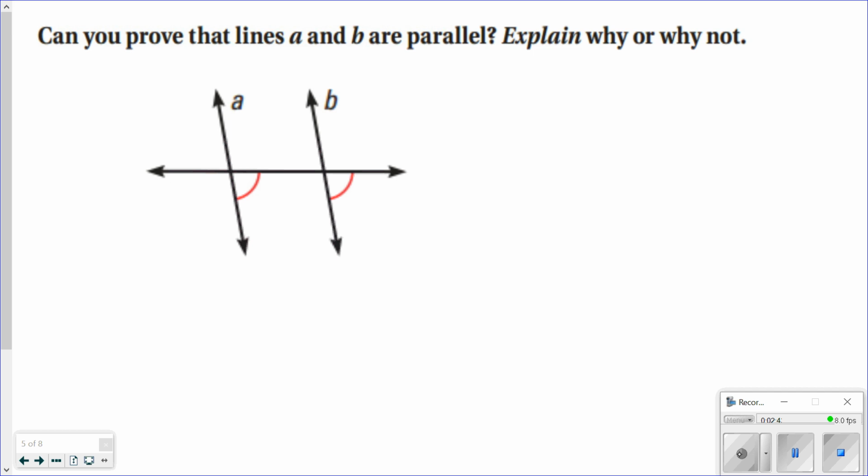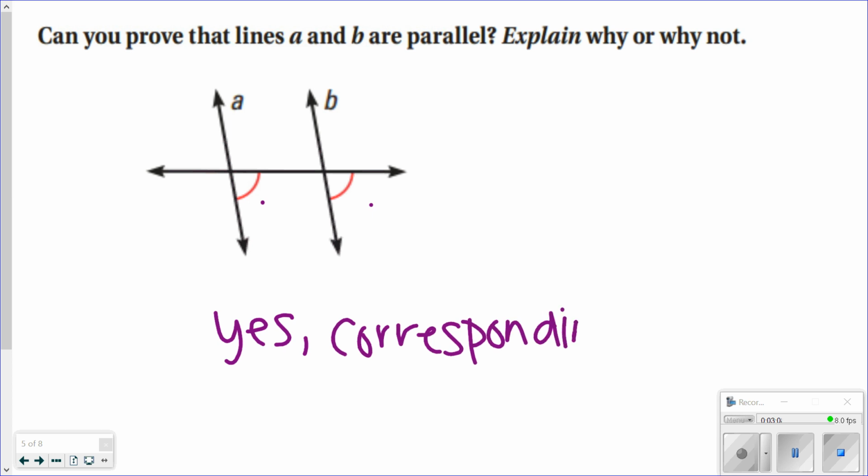So let's try another. Can we prove that lines A and B are parallel? Explain why or why not. What do you think? Well, we can prove that these lines are parallel. So the answer is yes. And why? What type of angles are these? They are corresponding angles. And we see that they are congruent. So since the corresponding angles are congruent, using our converse theorem, we know that these lines are parallel.